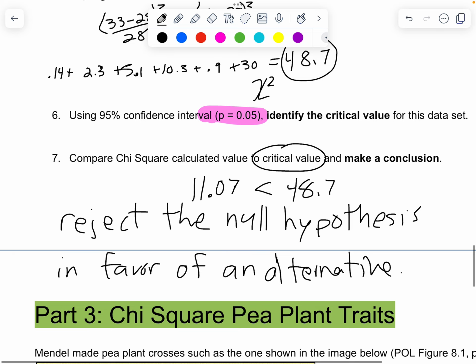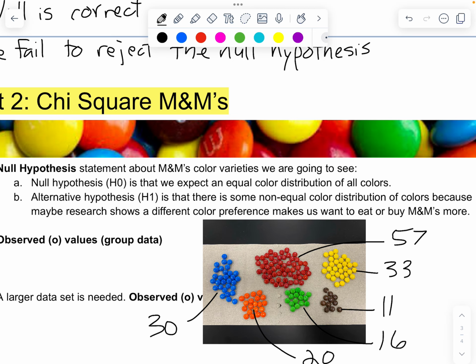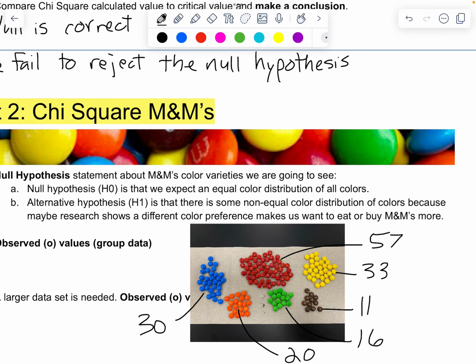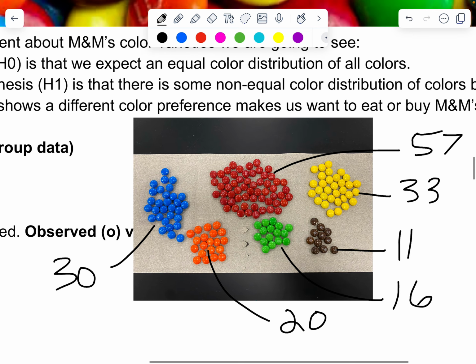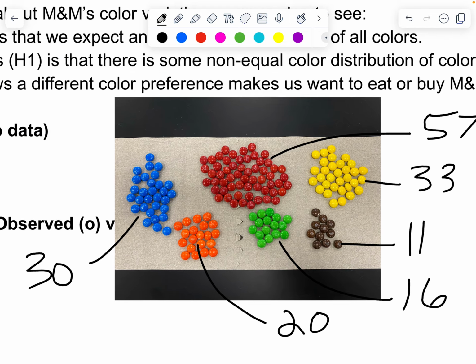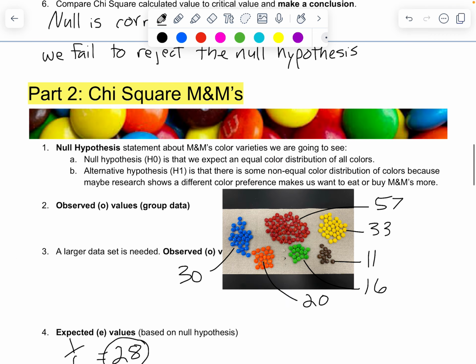And then you're like, well, what's the alternative? What could that be? Well, I wrote what an alternative could be. An alternative hypothesis is that there is some non-equal color distribution of colors because maybe research shows a different color preference makes us want to eat or buy more M&Ms. So there's probably a purpose or research behind putting more reds in, less browns, less greens, or whatever. And I wouldn't be surprised if I went on M&M's website and, if I could find this information, I found numbers favoring red.